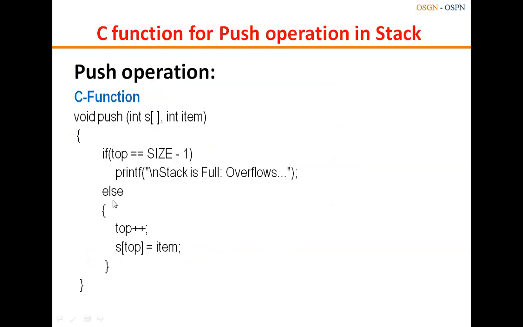Else, if this is not satisfied, then you come to this else. So else you increment the top value, top plus plus, and then s[top] equals item. Then bracket and then bracket. So this is the C function for push operation. Is that clear?